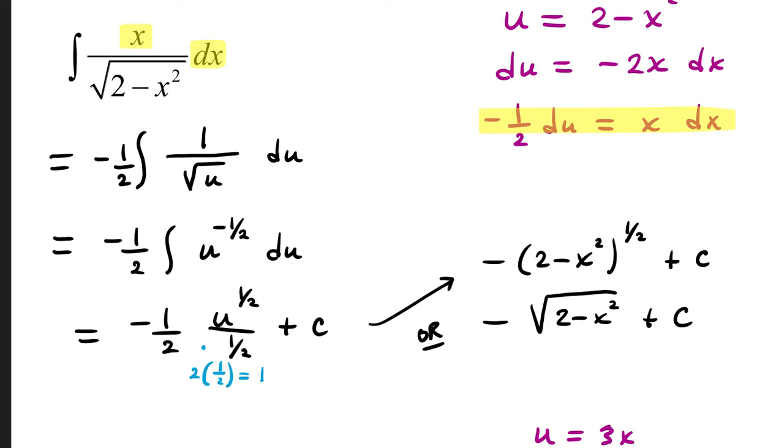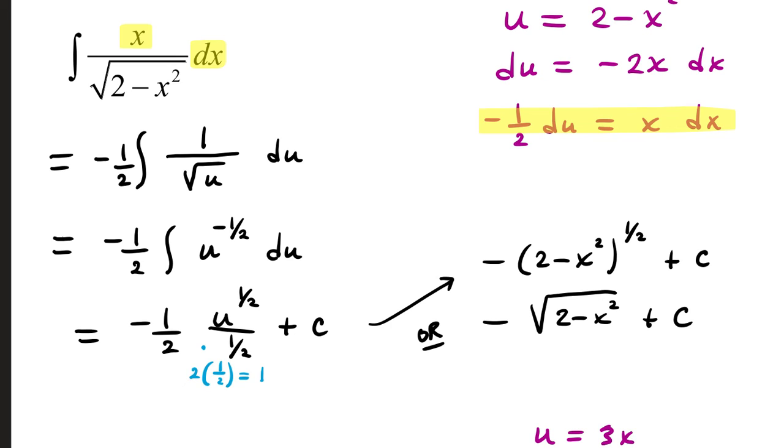Taking the derivative of both sides, we have du equals negative 2x dx. Go back to the original problem, and we know that we're going to have a square root of u in the denominator. This x dx, we traded out with a negative half du.